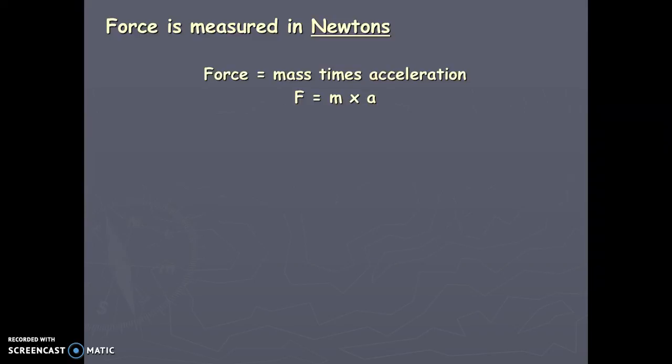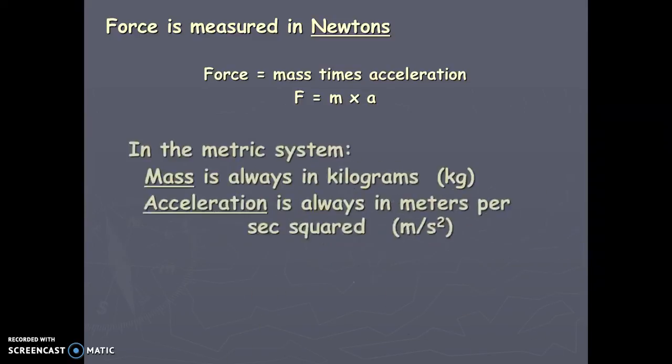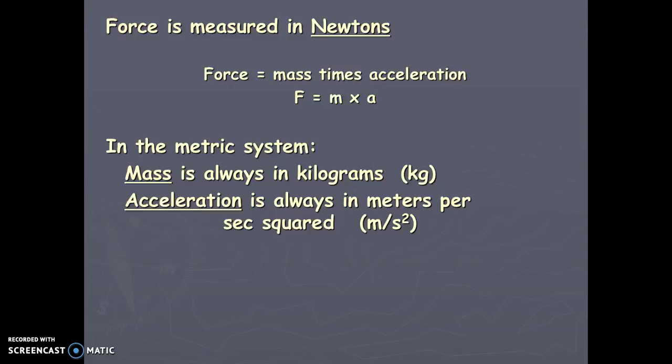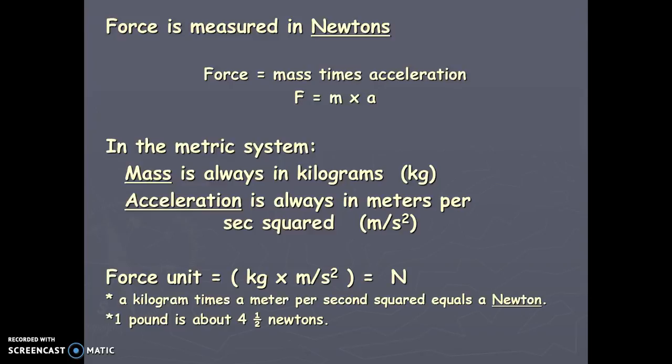Like I said earlier, force is measured in newtons. And just to remind you, mass is always in kilograms. Acceleration is always in meters per second squared. So if you did not label that triangle when I went over the labels earlier, go ahead and do so now. And this explains how they get a newton for the force unit. Really, it means kilograms times meters per second squared equals a newton. I just need you to know that force is measured in newtons.